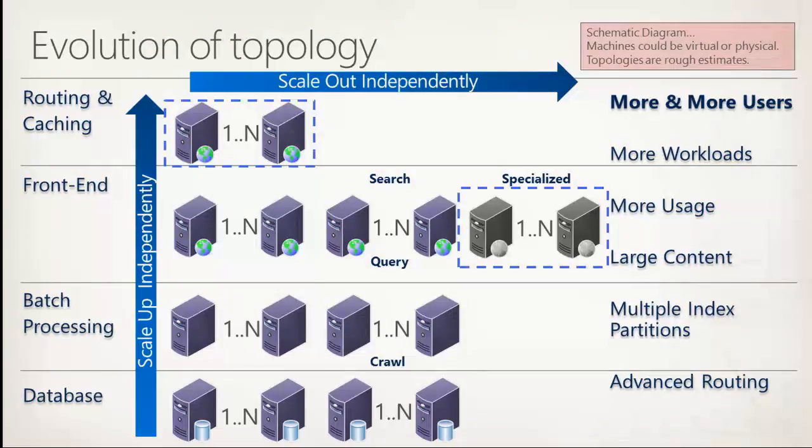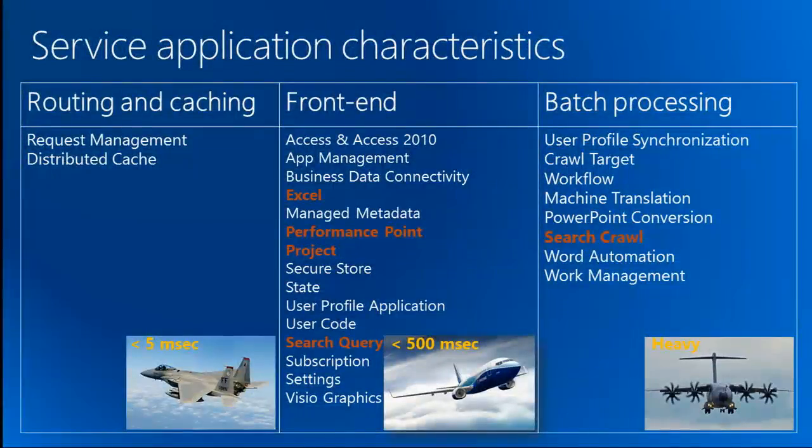Now, this is a breakdown of our service applications based on their characteristics. Trivially, request management and distributed cache end up in the routing layer. Services like Access, Excel, managed metadata, and user profile services sit on your front-end server. And the things that do the heavy lifting, like crawl and work management, which actually goes off and hits multiple sites to gather your tasks in one place in the background, are a great fit for the batch processing layer.